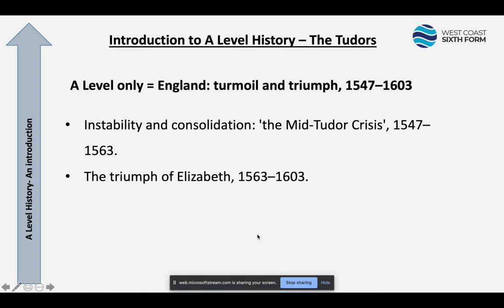The second part of the course, year 13, you'll look at the instability of the mid-Tudor crisis from 1547 to 1563, where technically we had three monarchs, one of whom only lasted 9 days, and the other two not lasting a considerable sum of time, looking at Edward VI and Mary I. You'll then move on to look at the triumph of Elizabeth from 1563 to 1603, looking again at government, religion, key individuals, and foreign policy.